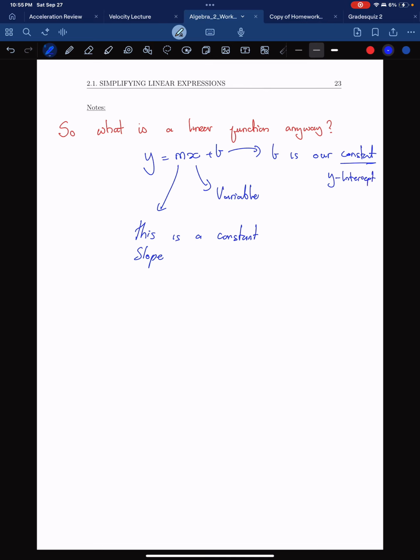So we know these. We can get these from a graph. All right? And I say y equals mx plus b, but really, if we wanted to, we could say f of x is equal to mx plus b. So this is correct as well. Any function that has this form is a linear function.